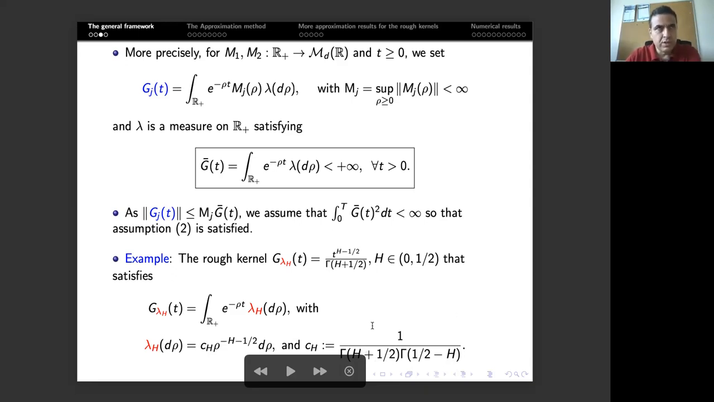So this is, of course, the example that we will focus on. However, our technical proofs, of course, cover a more general setting. And of course, we will focus more and more at the end on the rough kernel case.